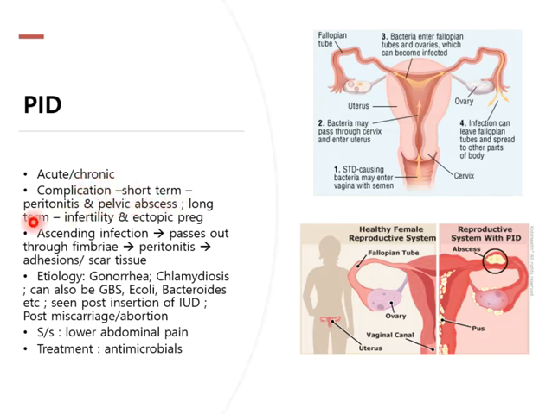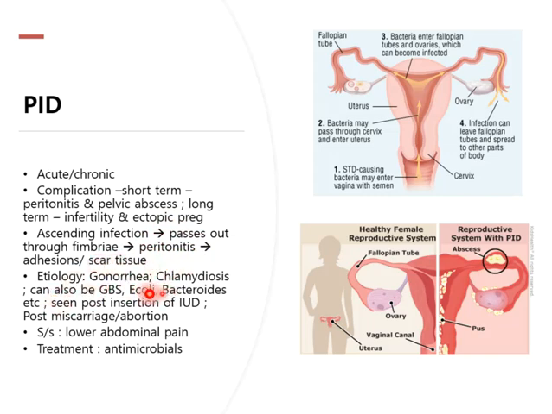Complications in the short term are generally peritonitis and pelvic abscess. In the long term, it can cause infertility, and if it is still there, implantation can happen in the fallopian tube. It can cause ectopic pregnancy. The ascending infection passes out through the fimbria, causing peritonitis, which leads to adhesions of the scar tissue.